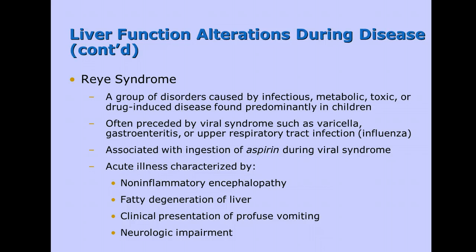And this one's really interesting to me because one of my friend's brothers had a friend in school, when he was in grade school, actually die of this. So you want to be very careful on what you give your children when they do have a viral infection with a high fever. Aspirin's probably not the best choice. The acute illness is characterized by a non-inflammatory encephalopathy, so they'd have brain issues, a fatty degeneration of the liver, profuse vomiting, and neurological impairment. They actually become unconscious.